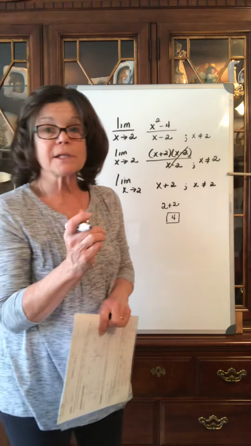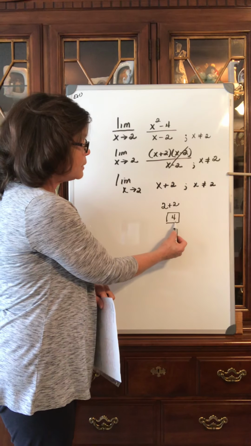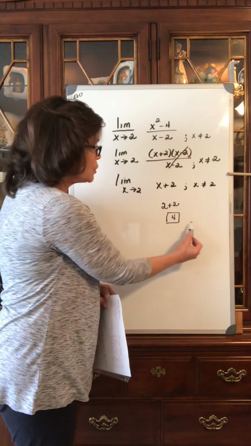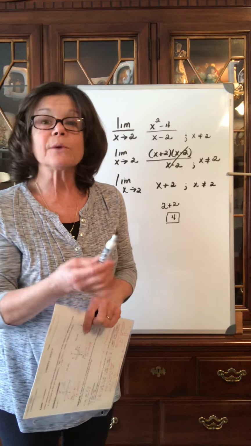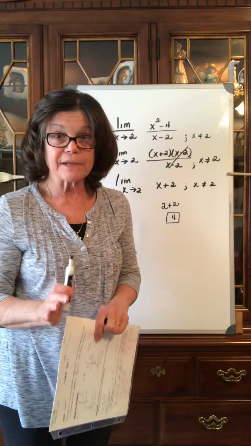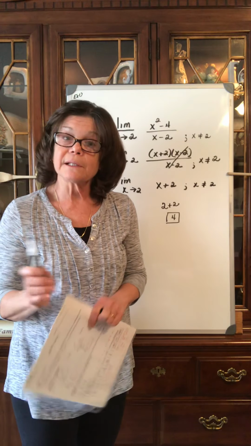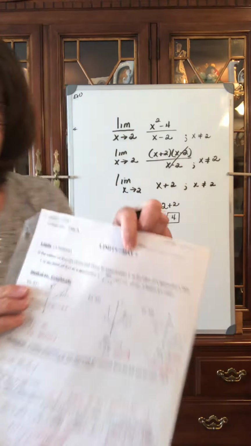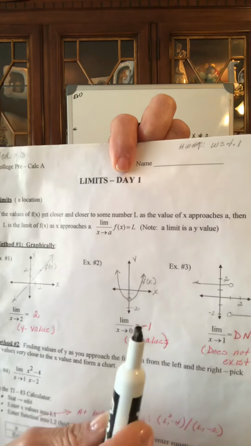So as this function is approaching 2 from the left, the y value is approaching a y value of 4. As it's approaching 2 from the right, the y value is approaching a y value of positive 4. So even though the function is undefined at x equals 2, there's still a limit. And it's a lot like this example right here where there's just a little hole in the graph.